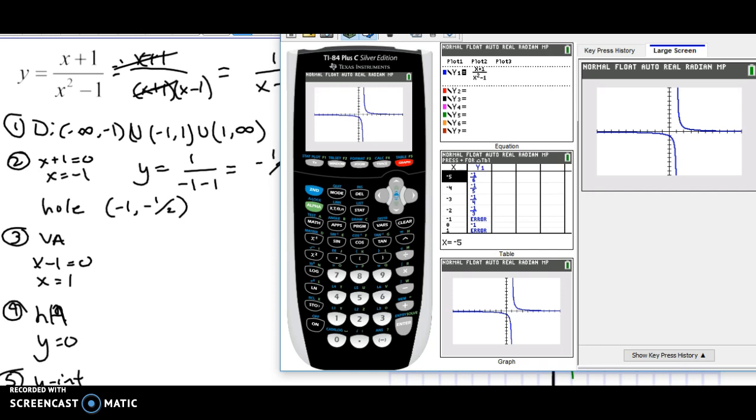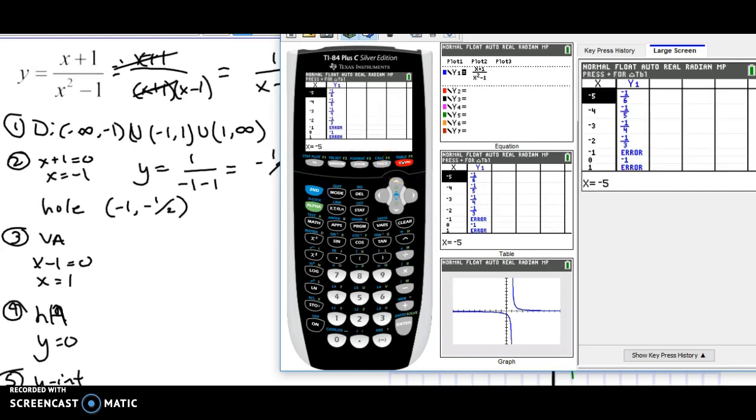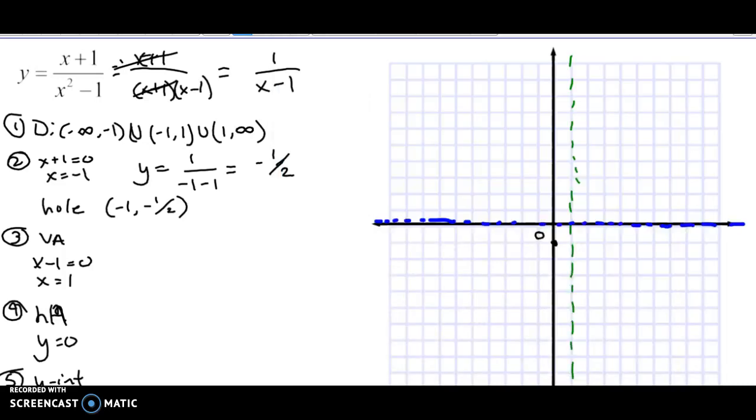So we plot the graph of the original equation before we simplified it and took out the x plus 1. This is the graph that you have here, which you can see the x-intercept is at 1. If we look at the table here, we can notice at the value of -1, we have an error, simply because there is a hole at -1.